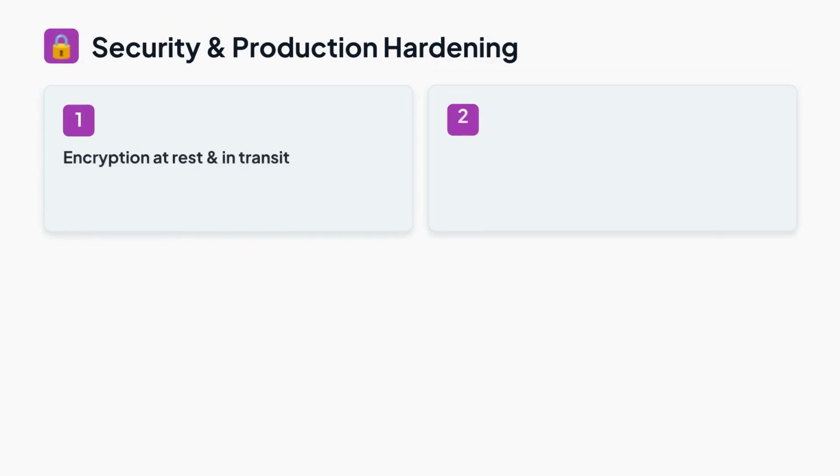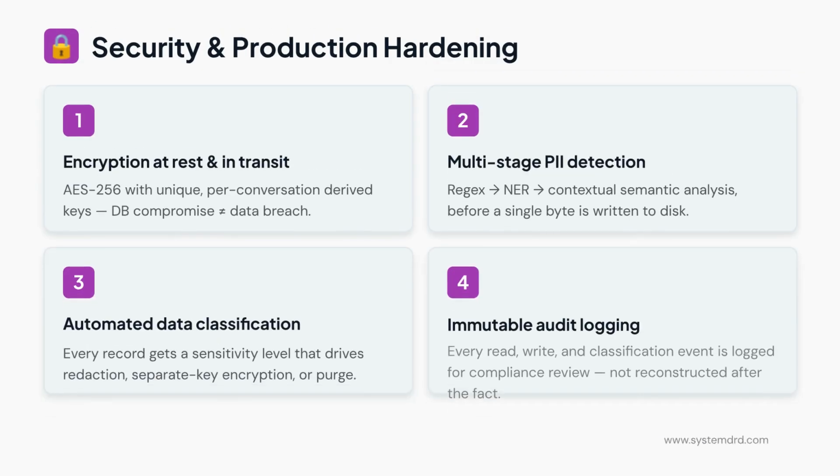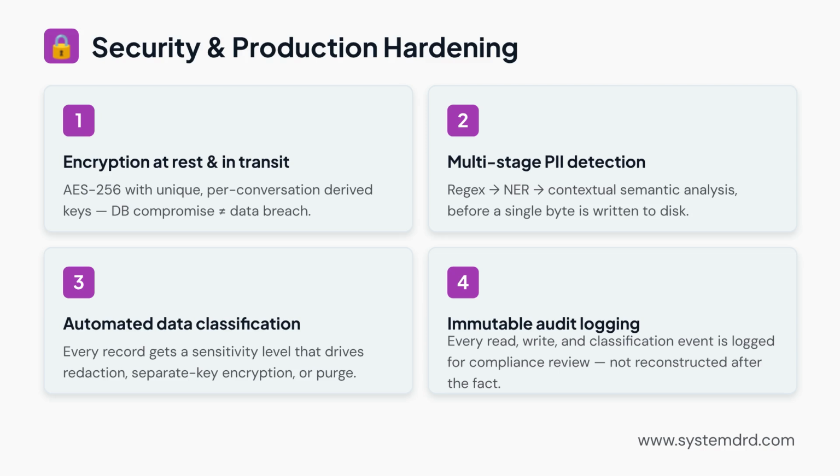This slide is the reason this course exists in the first place. Most agent tutorials stop at, "It works on my machine," and this is what separates that from something you'd actually ship. 4 things, and I want you to treat all 4 as non-negotiable, not nice-to-haves. Encryption at rest and in transit, using AES 256 with a key derived per conversation. We already walked through why that limits blast radius.